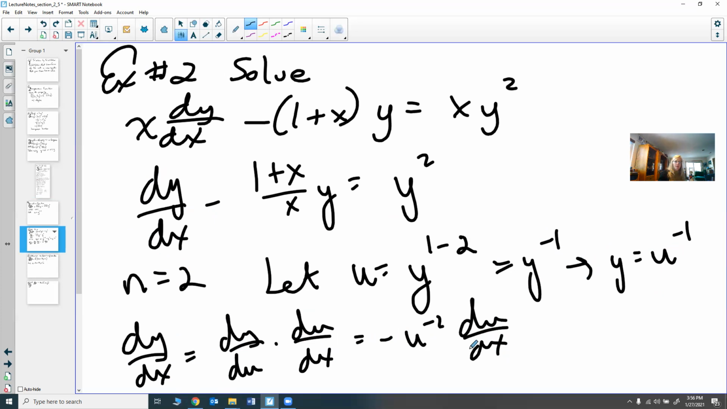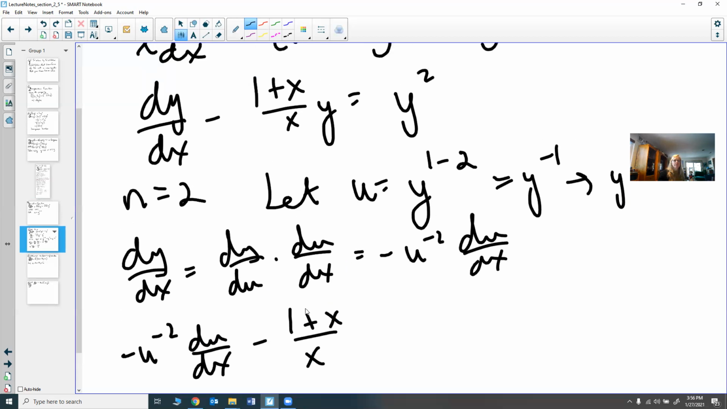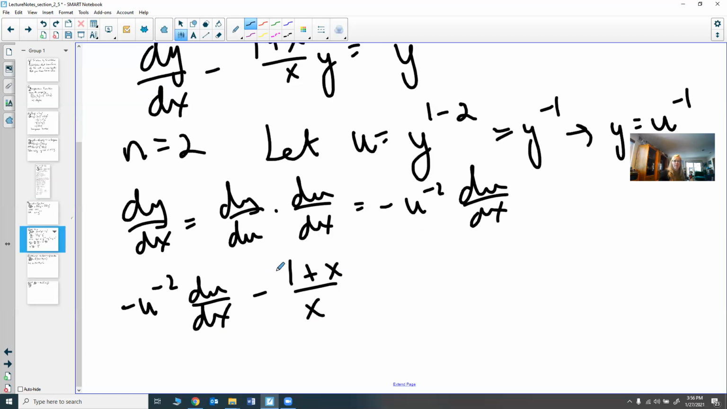All right, so now we can go ahead and do the substitutions we have. So dy/dx is minus u to the minus 2 du/dx minus (1 plus x)/x times y, but y, remember, was u to the minus 1. And y squared would be, y is u to the minus 1, so that'd be u to the minus 2. All right. So now let's see what this will give us.